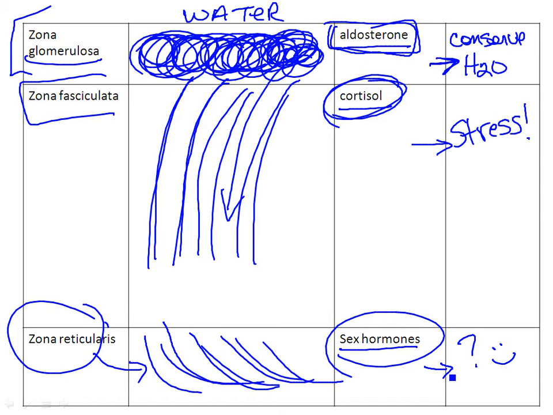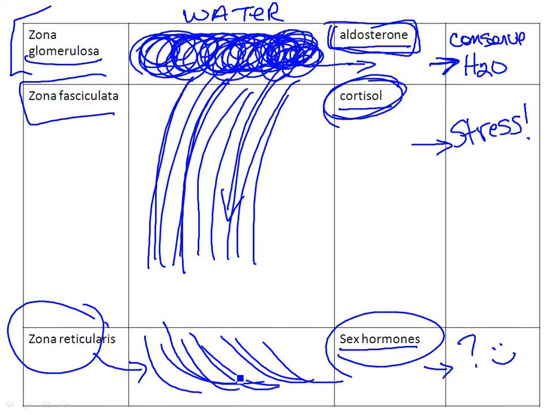All right, so think about this now again with the water analogy. You're floating down the rapids. You can't stop to pee. Aldosterone, save water. You're going down the waterfalls. You're stressed. You've released a lot of cortisol. You get to the bottom. You're relaxed. You're chilling. You can think about sex.